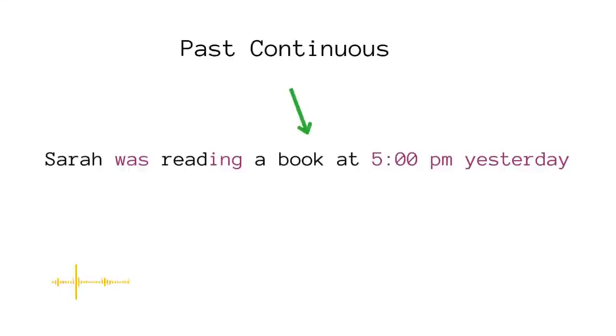So Sarah was. Why are we using was? Because we have just one singular subject. And then we need to add ing. Sarah was reading. It is really important to use ing because I have a lot of students who don't use that, who simply say Sarah was read, which is wrong.